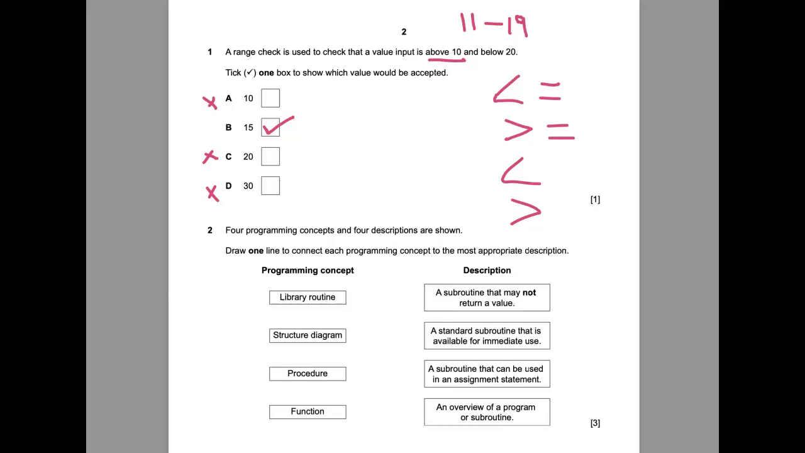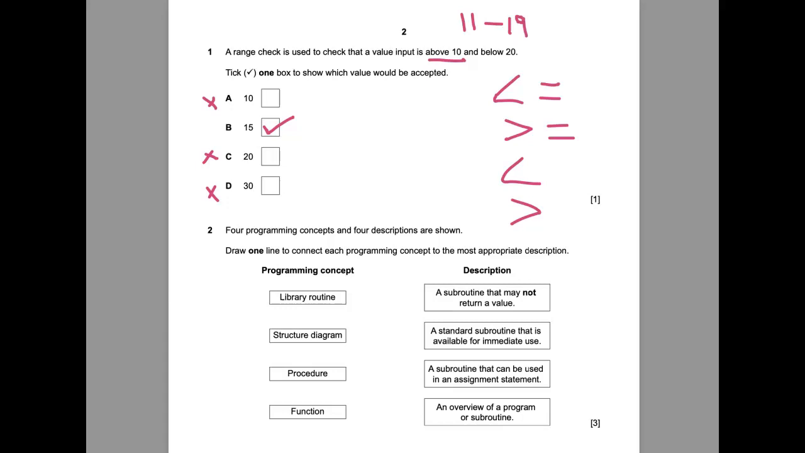Okay, and the second question here says four programming concepts and four descriptions are shown. Draw one line to connect each programming concept to the most appropriate description. So for the first one, we've got a library routine, a structure diagram, a procedure and a function. So again, see if you can work out which one is which. Pause the video if you like. And I'm just going to go through.